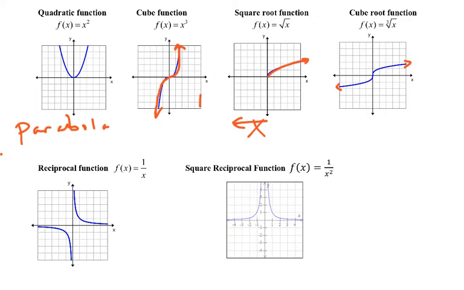Then we have our reciprocal function, which we saw as h of x in the previous example, which is f of x equals 1 over x. And that provides what's called a hyperbola around both sides of the origin. And then we have the square reciprocal function, which is f of x equals 1 over x squared, which, if you notice, the fact that we're dealing again with an x squared means that we have no negative y values when we evaluate our function, because anytime a number is squared, we only get a positive result.